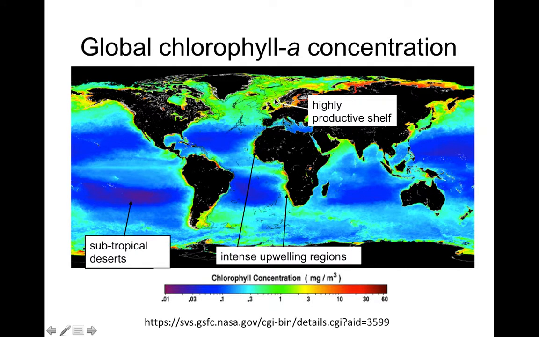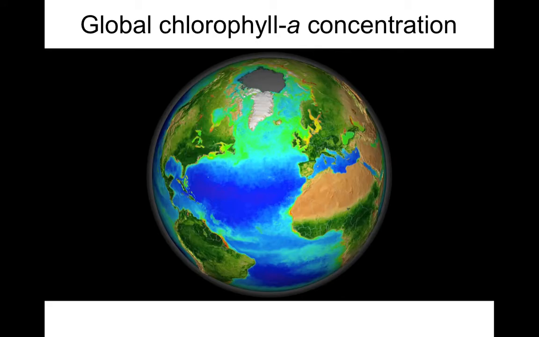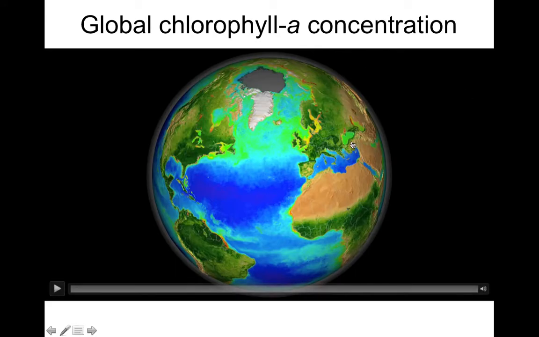And of course, as we know around the UK, this is a highly productive shelf region. There's lots of nutrients coming off the land and in the coastal seas, combined with light, which means you also get high biological productivity and larger chlorophyll concentrations.